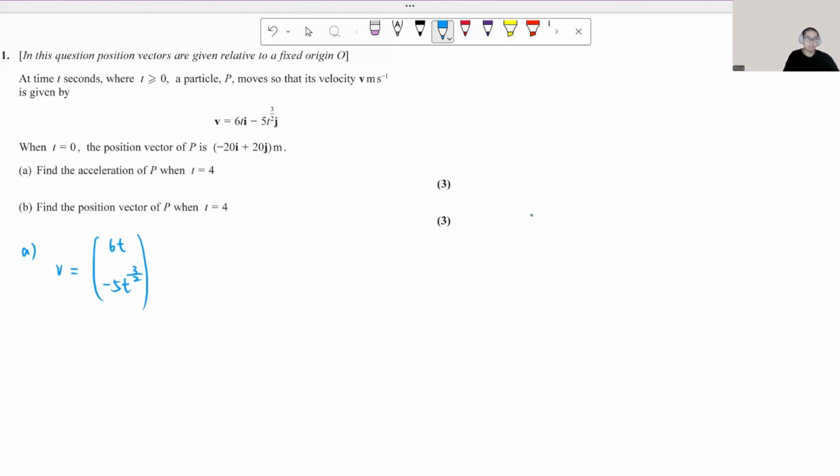Okay, so very standard. To find the acceleration, we just have to differentiate velocity. So acceleration is equal to, differentiate each component. So 6t differentiates to 6, and then negative 5t to the power 3 over 2, differentiate this. Bring down the power 3 over 2, and then minus 1 from the power. So 3 over 2 minus 1 should be 1 over 2. Simplify this, we have 6 and then negative 15 over 2 t to the power 1 half.